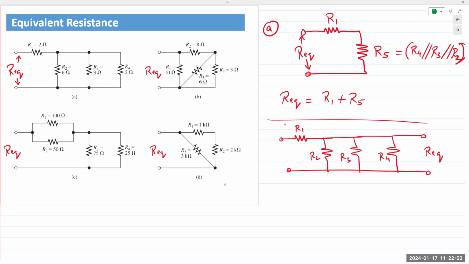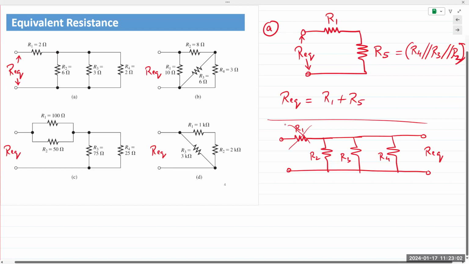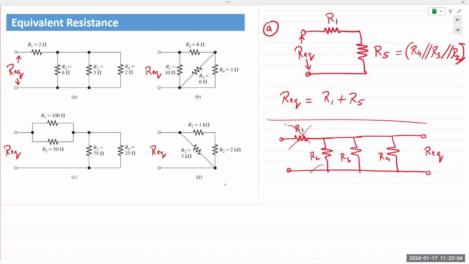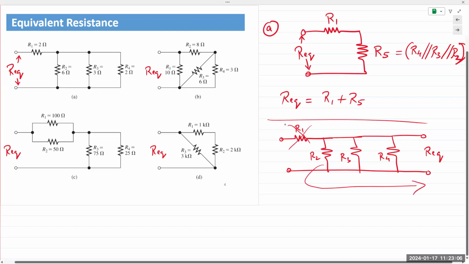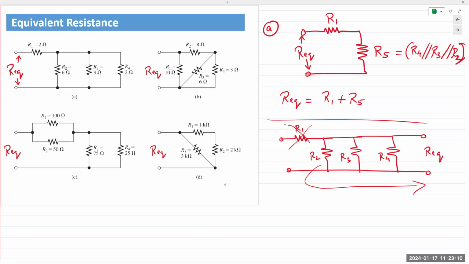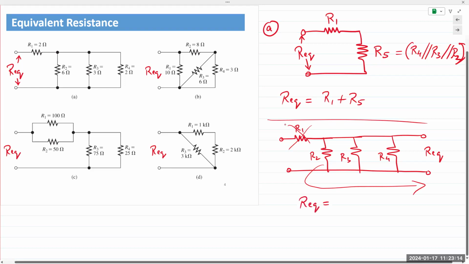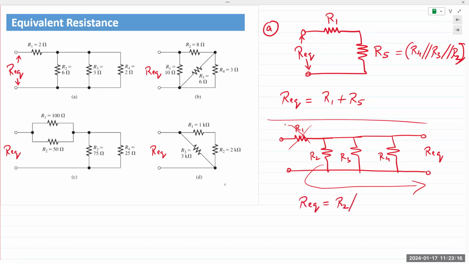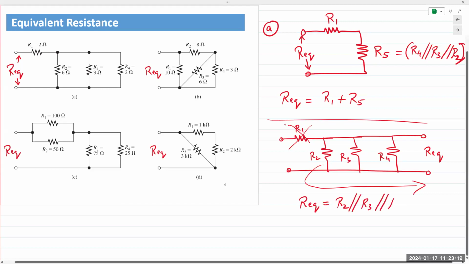So again, REQ as measured from the right would mean that R1 is no longer part of the circuit. It may as well not exist. The farthest end moving towards REQ would simply be R2, R3, and R4. And they would just be in parallel. So REQ would be R2 in parallel with R3 in parallel with R4.